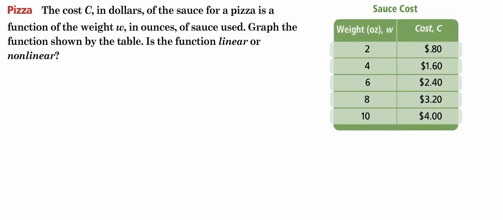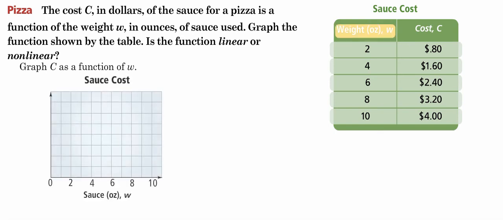The cost, C, in dollars, of the sauce for a pizza is a function of the weight, W, in ounces, of sauce used. Graph the function shown by the table. Is the function linear or nonlinear? Use the table to plot a graph of the cost, C, as a function of the weight of sauce used, W.